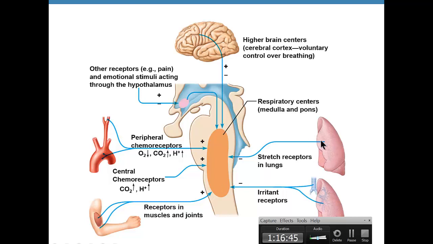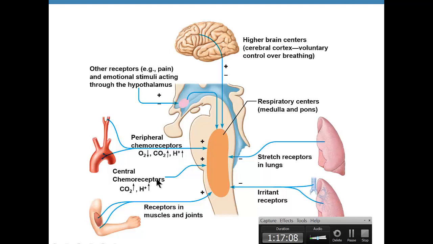Stretch receptors in the lungs: if we get overstretched, like you're running in a race and you're getting to the end and you're just exhausted, your lungs will reflexively deflate, because we don't want to overinflate our lungs. So that's going to inhibit breathing. So when our lungs become overly stretched, breathing is inhibited to cause them to deflate so we don't damage them.